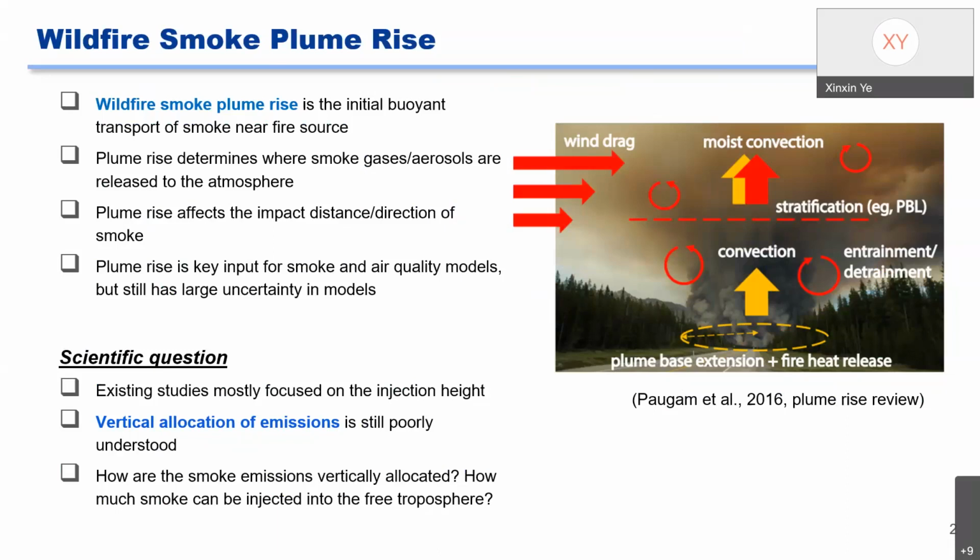Existing studies mostly focused on the injection height. However, there is a lack of knowledge about the amount of smoke that gets injected above the PBL. So in this work, we'd like to answer the questions: how are the smoke emissions vertically allocated, and how much smoke can be injected into the free troposphere?